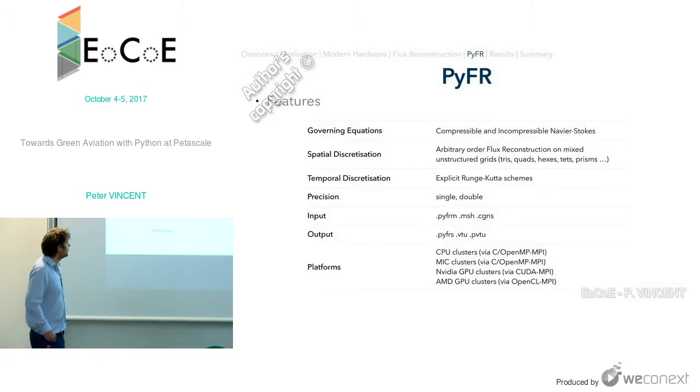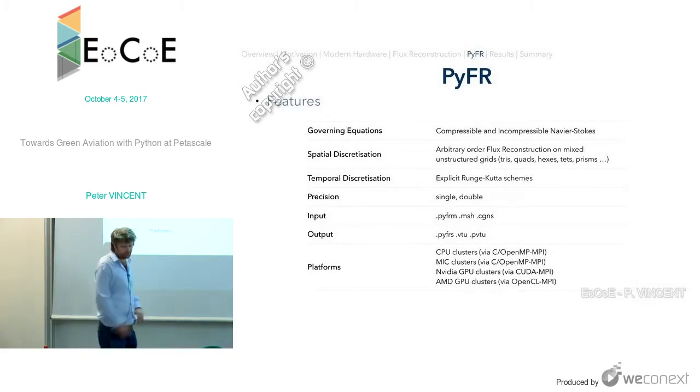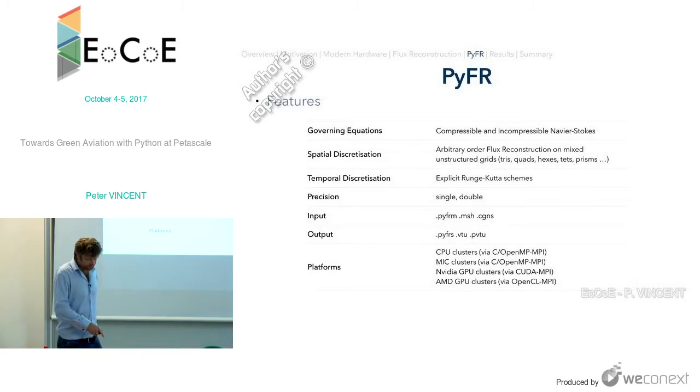That's our logo. These are our current feature set: compressible and incompressible Navier-Stokes. It started as a compressible solver, we just added incompressible recently. Mixed element unstructured grids. Explicit in time, although it does have implicit solvers via dual time stepping, which we've added recently. Single and double precision, a range of open input and output formats.